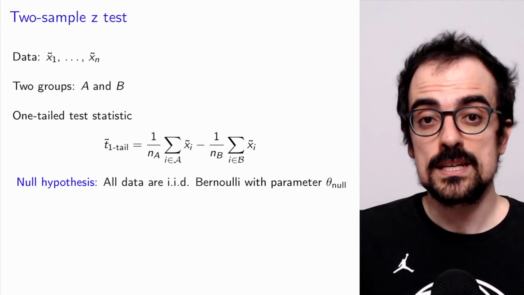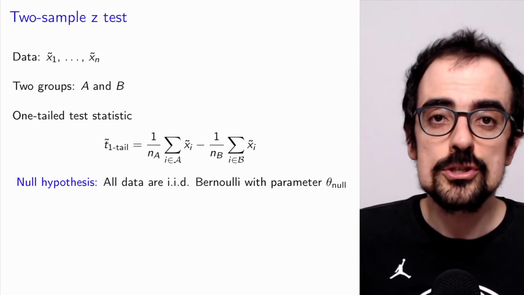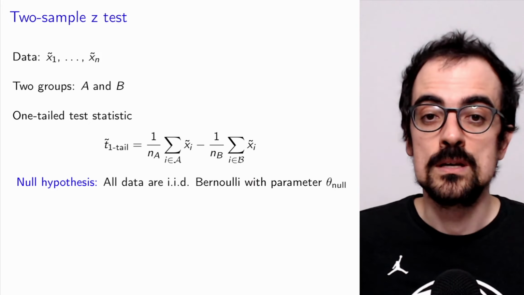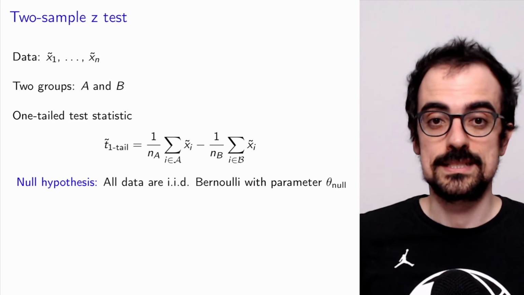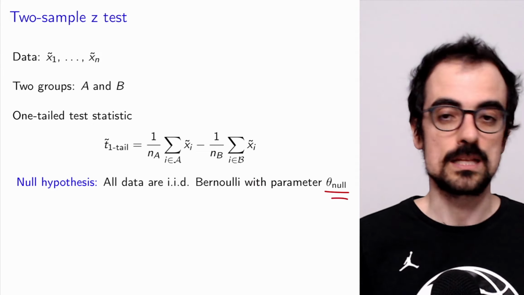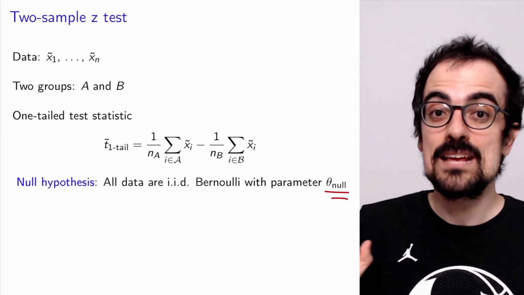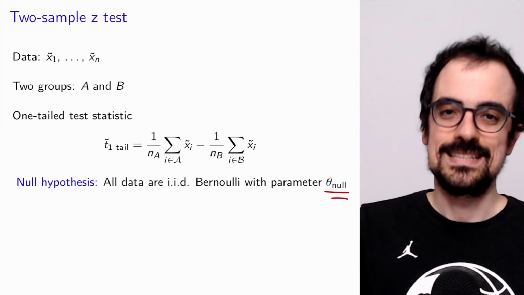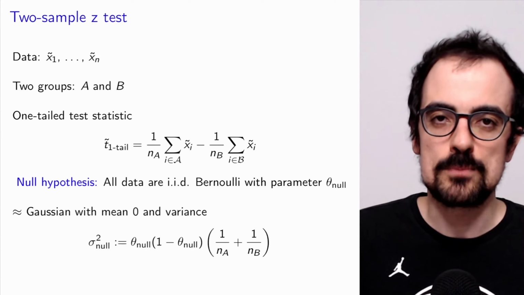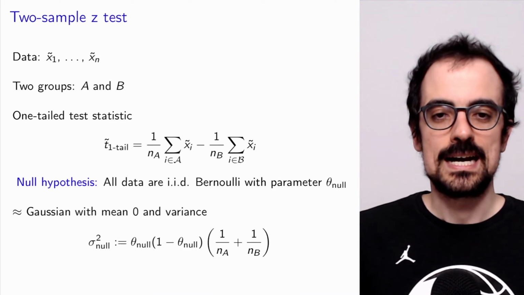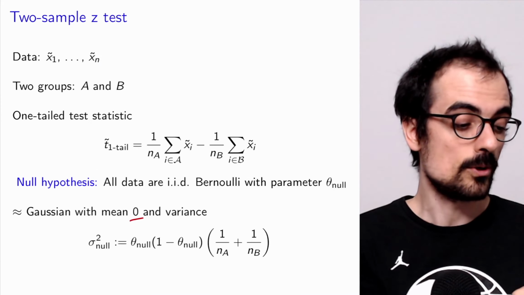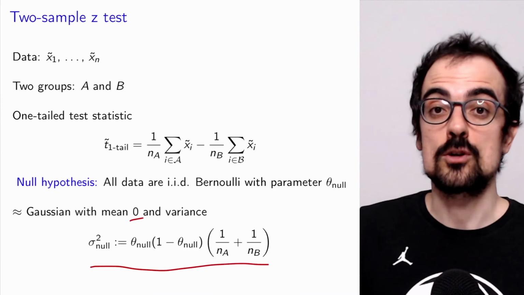The null hypothesis is that all of these data points come from the same distribution. We're going to assume that the free throws are independent and shot with the same and go in with the same probability. Under that assumption, they are IID Bernoulli, with a certain parameter that we call theta null, because again, this is if the null hypothesis holds. In the video on two sample tests, we show that under these assumptions, we can apply the Gaussian approximation provided by the central limit theorem and obtain a model for the test statistic, which is Gaussian, with mean 0 and this variance. Now we can compute the p-value.